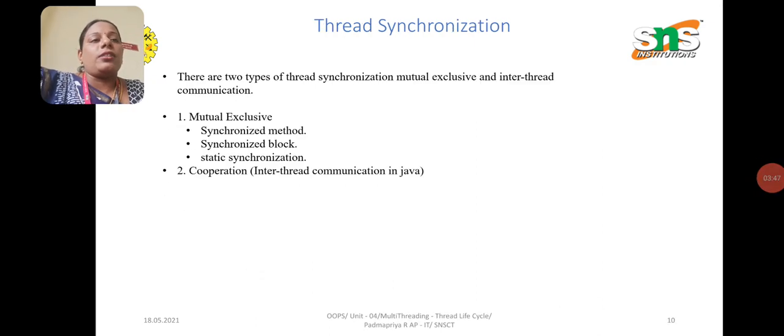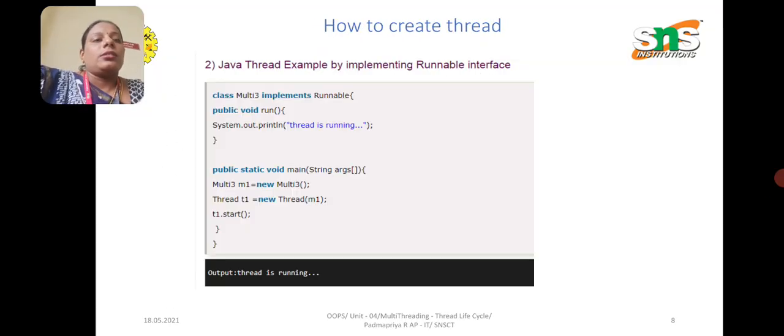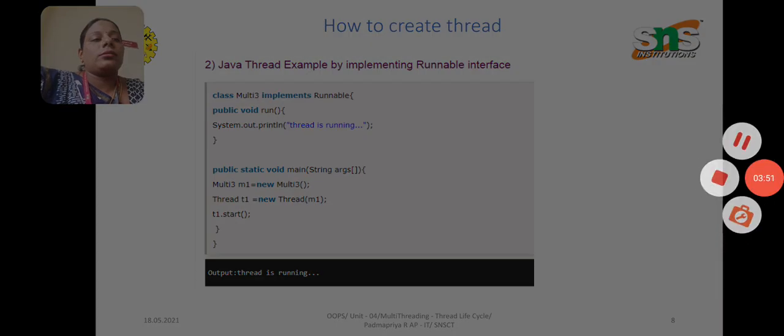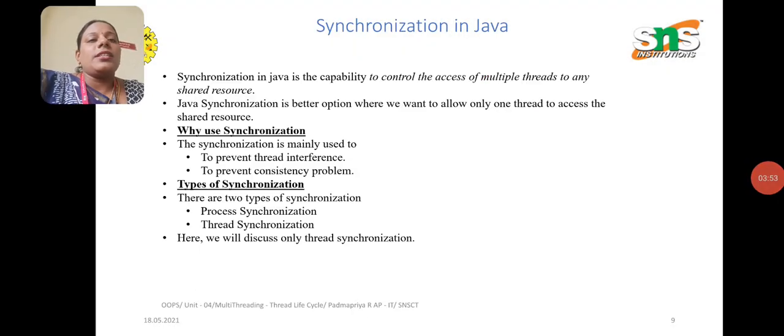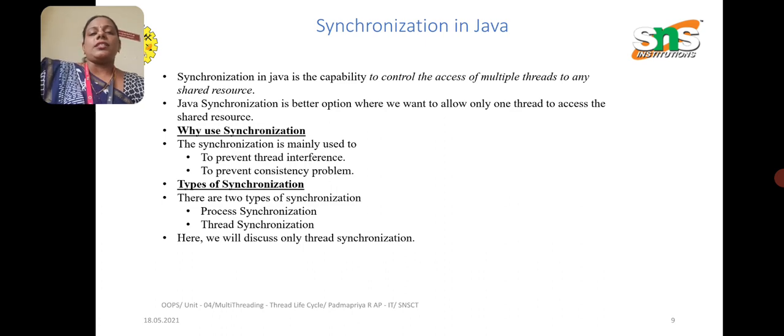Synchronization in Java. Synchronization in Java is the capability to control the access of multiple threads to any shared resource. Java synchronization is a better option where we want to allow only one thread to access the shared resource. Why use synchronization? It is mainly used to prevent thread interference and to prevent consistency problems.